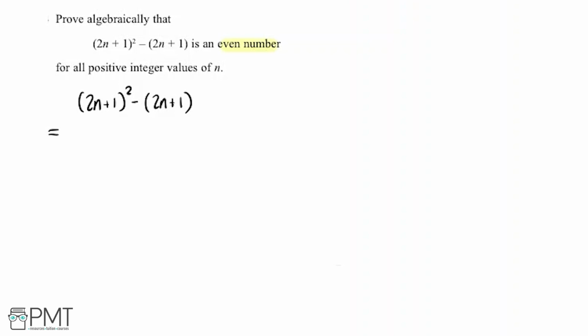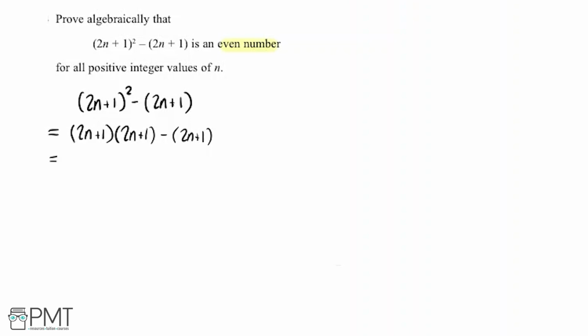So what we're going to do is expand this out and see what we get. We're going to expand these brackets first. I'm going to write it out as 2 sets of brackets because when we've got something squared, that's the same as multiplying 2 things that are the same together. So we've got (2n plus 1) times again (2n plus 1). And again, we still have this minus (2n plus 1) at the end.